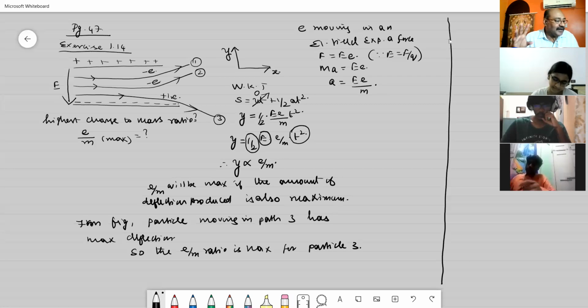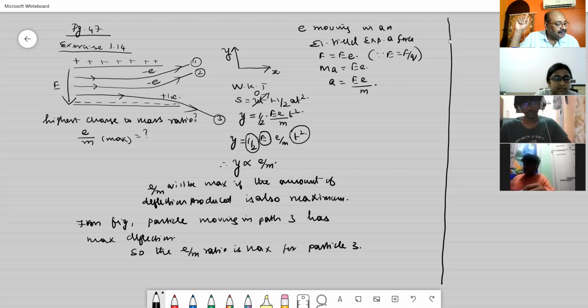Okay, go through the question first of all. Page number 47, exercise problem 1.14, which states that the figure 1.33 shows the tracks of three charged particles in a uniform electrostatic field. Give the signs of the three charges. Which particle has the highest charge to mass ratio?